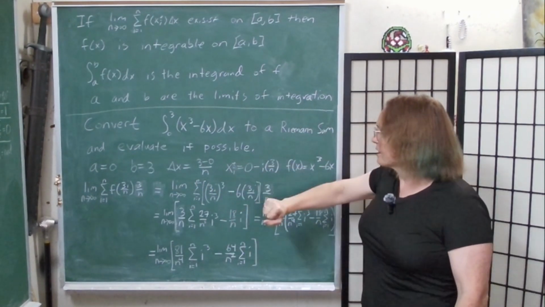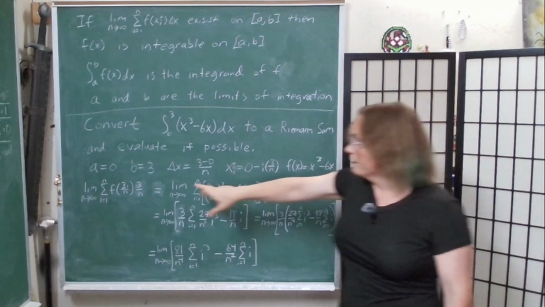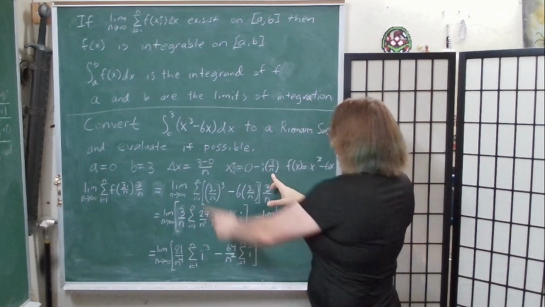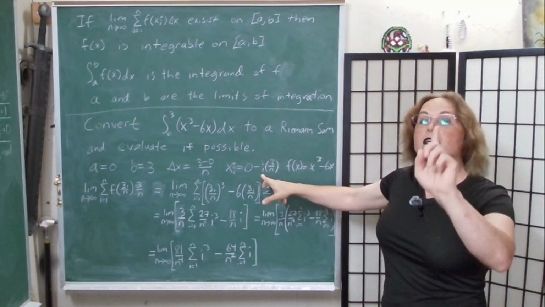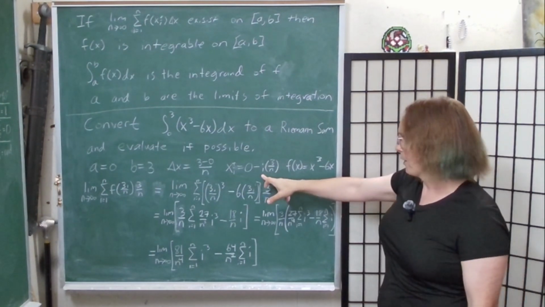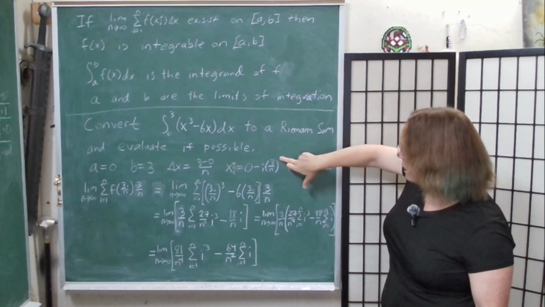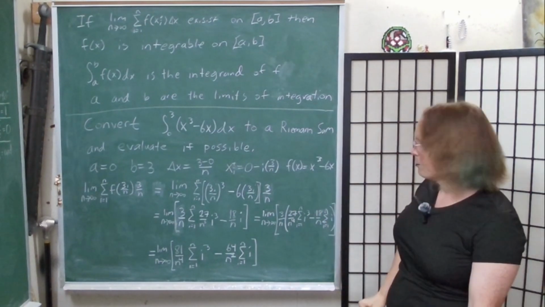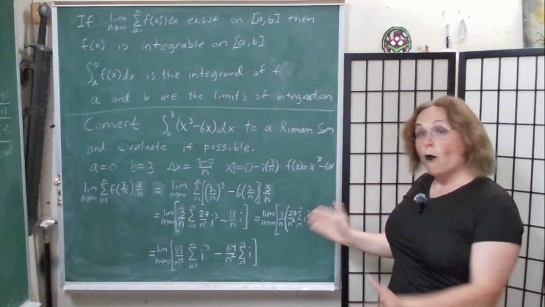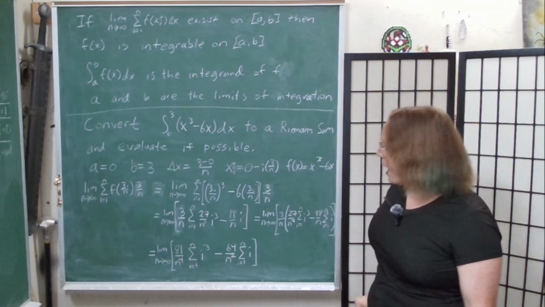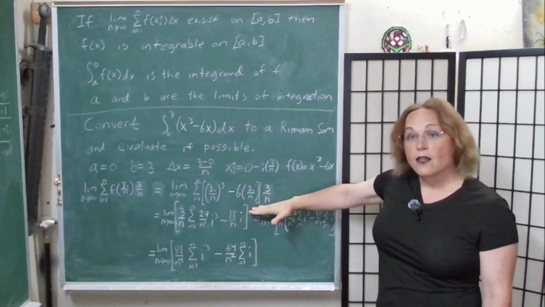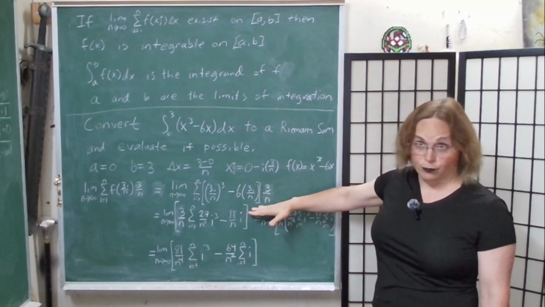And then our x sub i, we simply plug in the a, which in this case was 0, and then that delta x we found with the i. The i is our variable, okay? So we have the i and then the 3 over n. And then, of course, we have our f of x, which was x cubed minus 6x. Throw all of that into our Riemann sum, and we get this big nasty mess that we're going to have to do a bunch of algebra to.